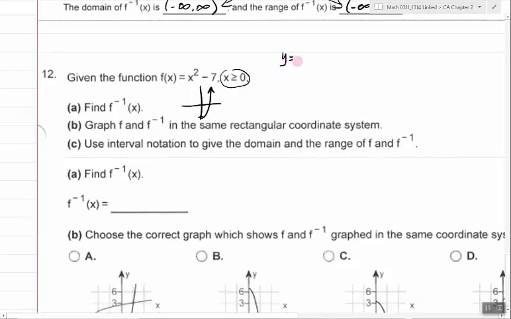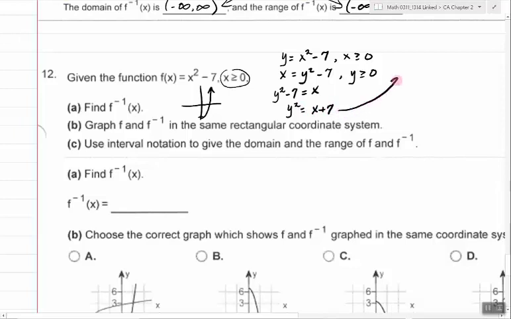I say y is equal to x squared minus 7 when x is greater than or equal to 0. I'm going to swap. X is equal to y squared minus 7. Well, I swap it in this also and say y is greater than or equal to 0. This graph has a domain restriction. This graph has a range restriction. Solve for y. Y squared minus 7 is equal to x. Y squared is equal to x plus 7.